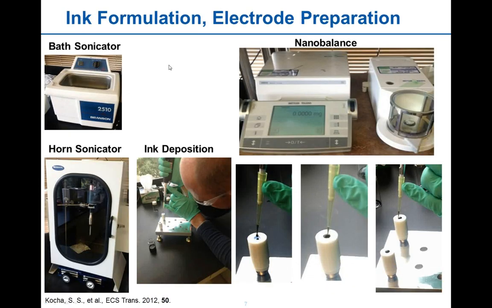This next slide, I just wanted to show you the equipment that we use for ink formulation and electrode preparation. You need a sonicator, such as a horn sonicator or a bath sonicator, a nanobalance to measure the quantity of catalyst that you're applying to the RDE, and ink deposition. The ink deposition portion is a bit of an art. You need steady hands for sure, and as you can see, you've got to drop about 10 microliters of the catalyst ink onto the RDE tip and then dry.